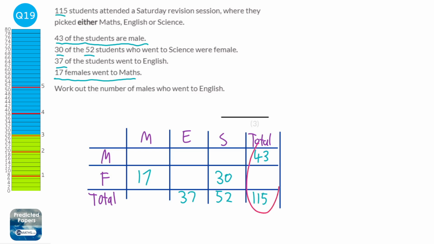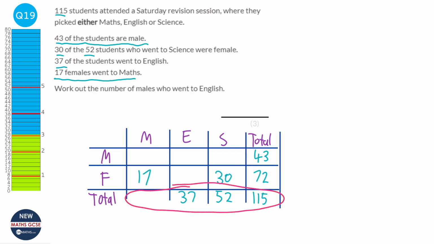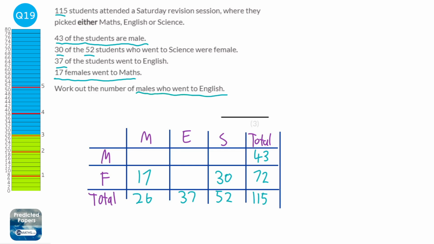Looking at these two, if there are 115 students altogether and 43 were male, that means 72 will be female. Looking along the bottom here, the total of English was 37, the total of science was 52, and the total altogether 115. Notice I'm not necessarily reading the question here, I'm just filling out the two-way table, but we'll read the question at this point. It says work out the number of males who went to English. Males who went to English will be this box here, so this is our target. But you can't work that out directly, we've got to go around and work out what we can.